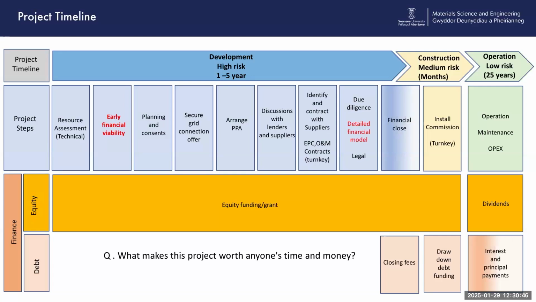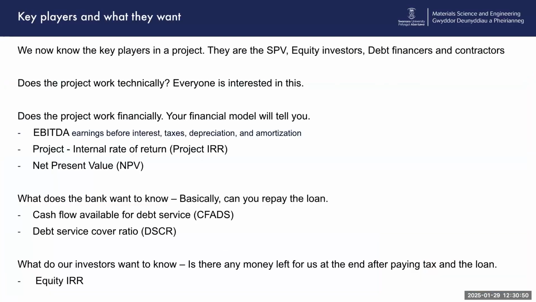We've assumed here on the screen that this project's just going to work. But how do we know? All right. How do we know? So first of all, we've identified the key players, which are the special purpose vehicle, the company, equity investors and debt financiers and contractors. Does the project work technically? Everybody's interested in this, and let's assume it does.